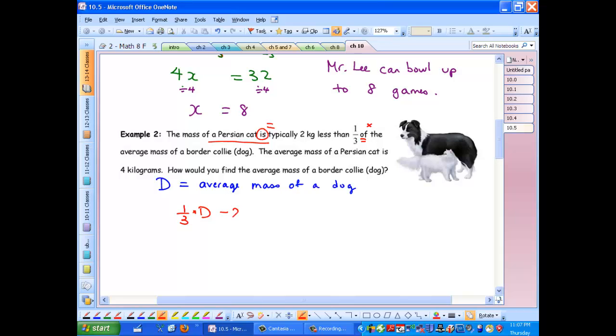2 kilograms less than that, so that's minus 2, and this is supposed to equal the mass of a Persian cat. Well, do we have the number for the mass of a Persian cat? Right here. So this must equal 4. So a third of the average mass of the dog minus 2 kilograms must equal the average mass of the Persian cat. One third times D, perhaps you're more familiar with it looking like the following. So 1 times D is D. So how about D over 3? Would that be better for you guys?